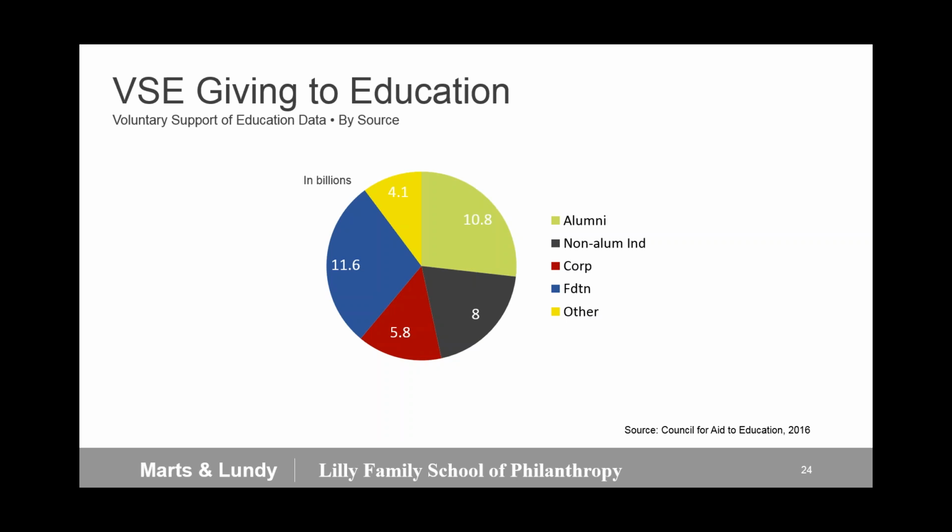One last point regarding the VSE report. Total giving to colleges and universities reached a record $40.3 billion last fiscal year. Of that amount, nearly 30% of the money went to less than 1% of the institutions.